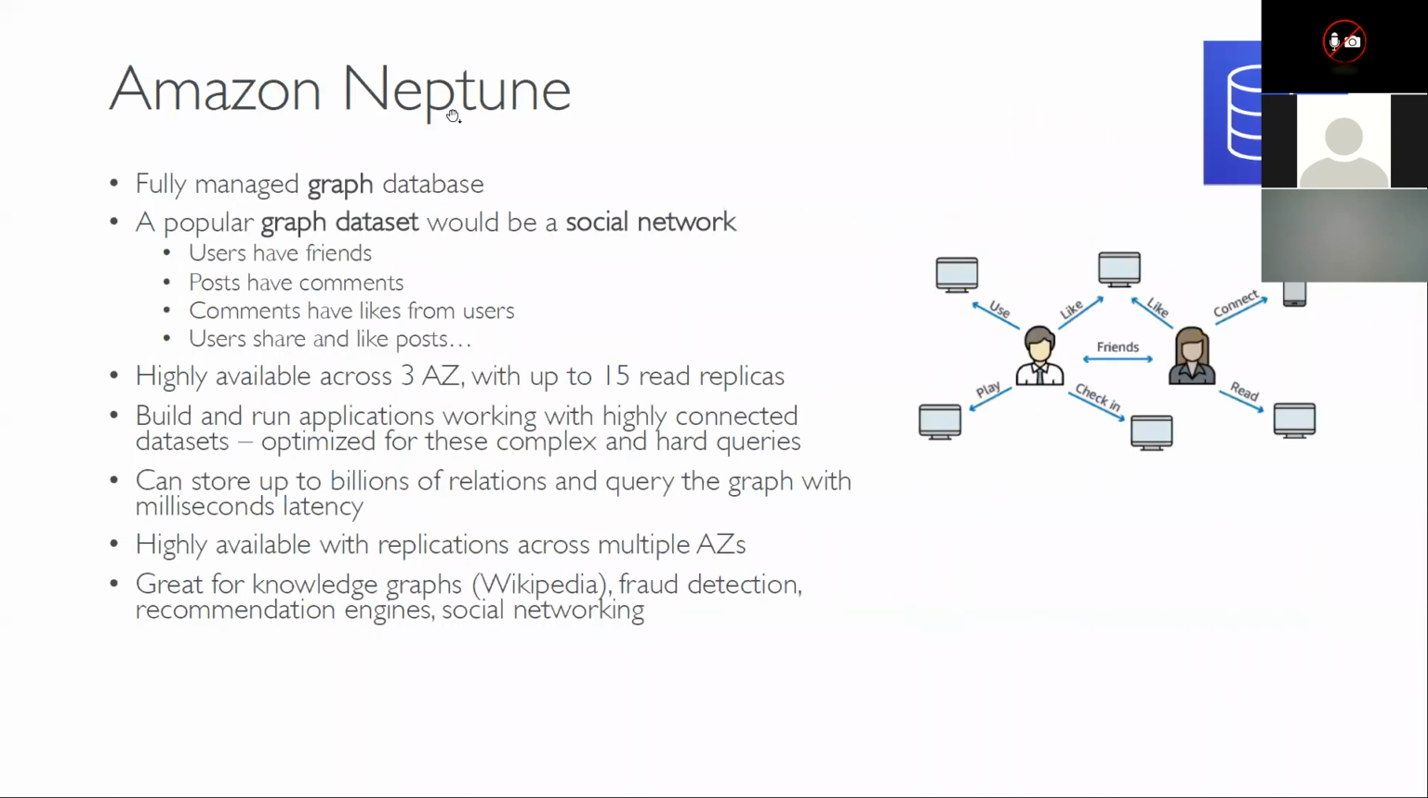Next one is Neptune. Napakadaming database. Fully managed graph database. Okay? A popular graph dataset would be a social network. So ideally, who links where? Who links what? Who's your friend? Let's say you have a common friend. So visible sa inyo sa Facebook nyo yung common friend na yun. So yung database na ginagamit dito is called Neptune.